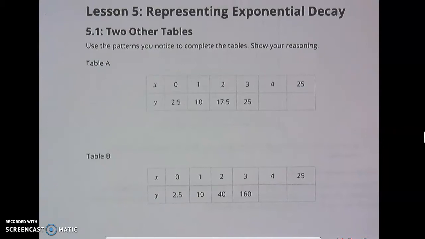Today we're going to be talking about representing exponential decay. This is going to first start off with using patterns we noticed to complete the tables, and we're going to talk about our reasoning. So we have two different tables.